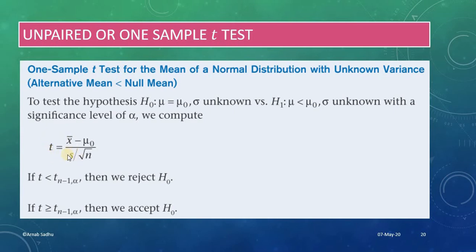Obviously the formula changes. Instead of sigma you write S, which is the sample standard deviation. So t equals x bar minus mu 0, where mu 0 is the population mean, divided by S, which is the standard deviation of the sample, divided by square root of n, which is the number of items you have in the sample. Now if your observed t is less than the cutoff t value with the same alpha, which is the significance level, then we reject the null hypothesis. If your t value is greater than that, then we accept the null hypothesis. This is what happens with the t-test.